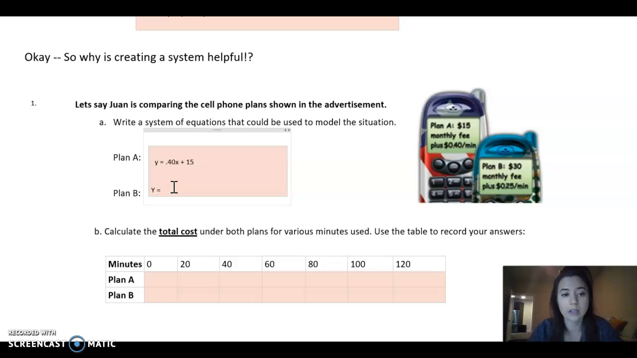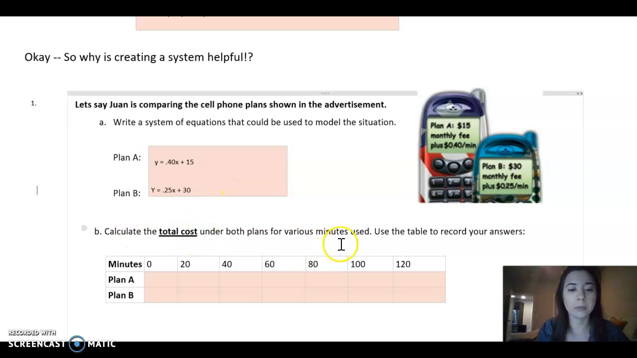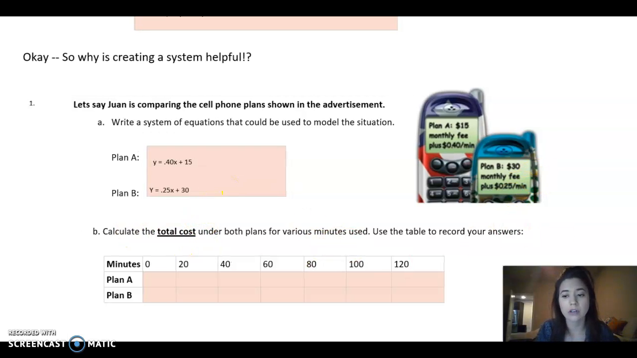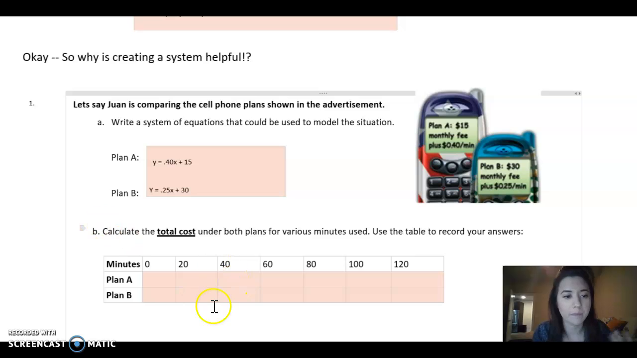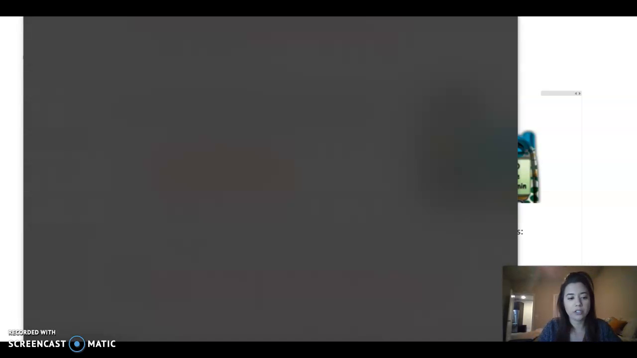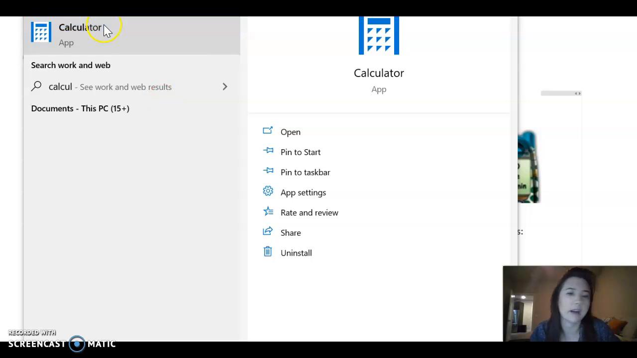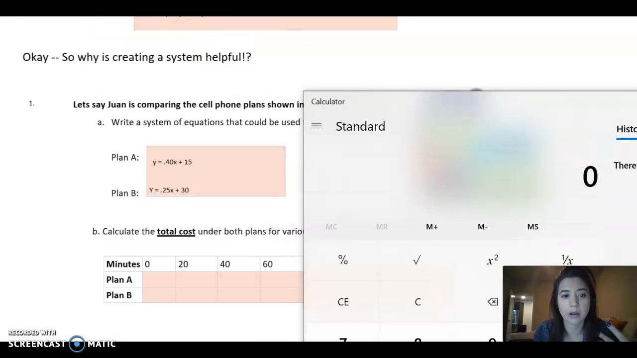For plan B, go ahead and create that equation. I'll give you a second. Indeed, that one would be 0.25x, because that is our rate, plus that $30 starting monthly fee. Okay, calculate the total cost under both plans for various minutes used. We have our x value, we just have to plug that into our equation, and then it'll spit out a number. I'm going to use a calculator to do this. You absolutely can as well. I am not expecting you to do this without a calculator.